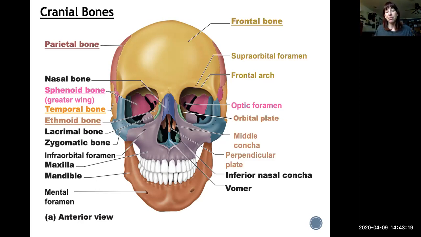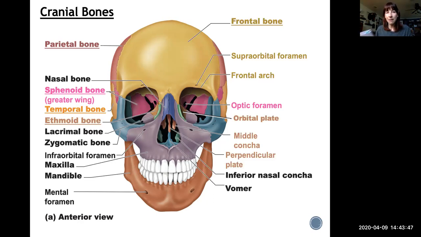So lab 13 is your skull bones. I'm looking at page 41 of your lab where it says the individual skull bones. This is basically how I made the PowerPoint, from this lab. There are a few things in this lab that I have omitted in this PowerPoint that I'm not asking you to memorize.